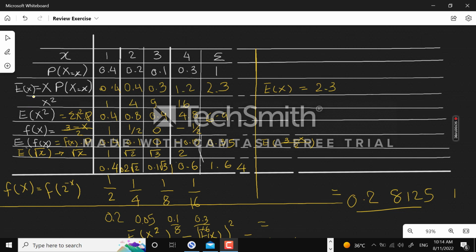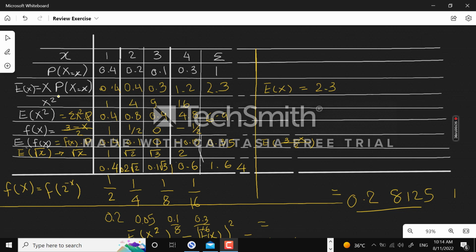The expectation is the sigma of this multiplication, the random variable value times its probability. Then if we sum all these results, it will give me the expectation of X. It will equal 2.3.